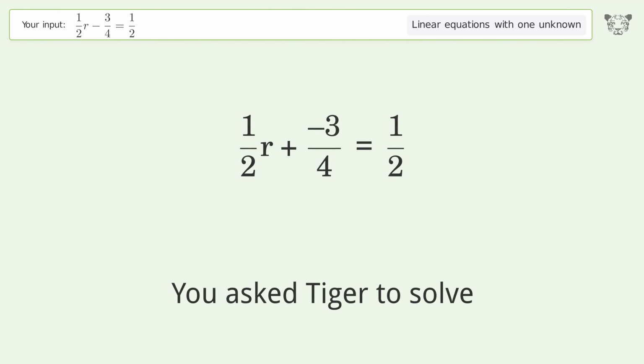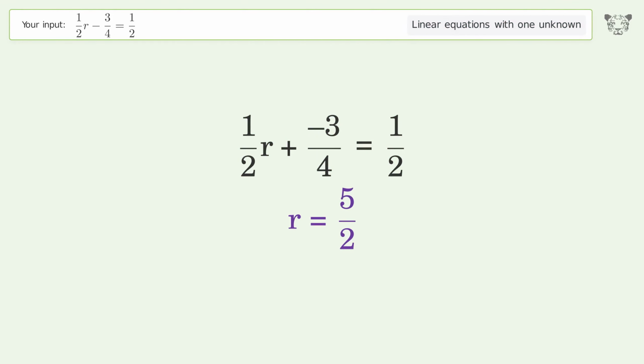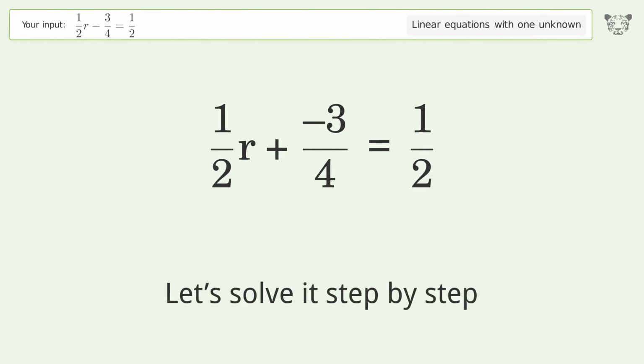You ask Tiger to solve. This deals with linear equations with one unknown. The final result is r equals 5/2. Let's solve it step by step.